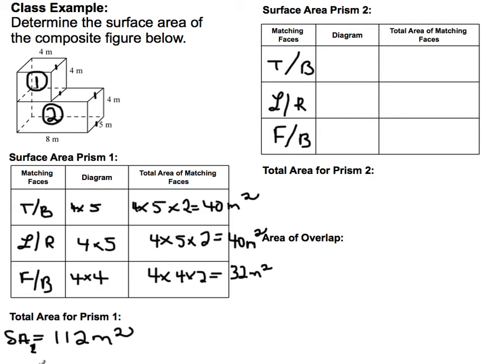Okay? So by doing a chart, I'm keeping myself extremely organized. If you do a chart and you show all of your work, it allows me as a teacher to give you the most possible part marks in case your final answer is incorrect. So please, please do your charts, show your work, and allow me the opportunity to give you the most marks possible. Okay? So let's talk about the top and the bottom of prism 2.